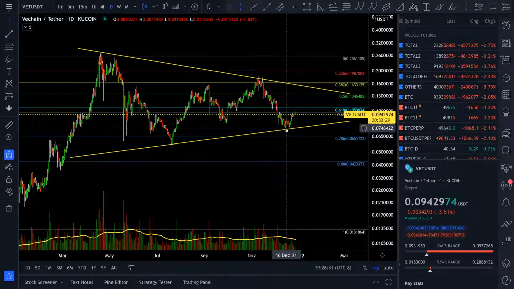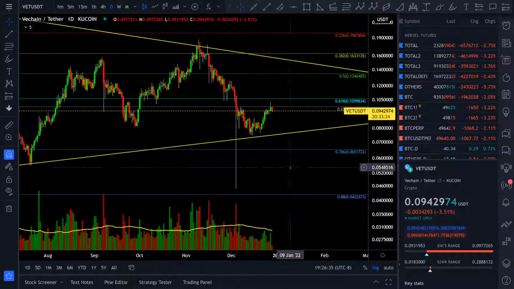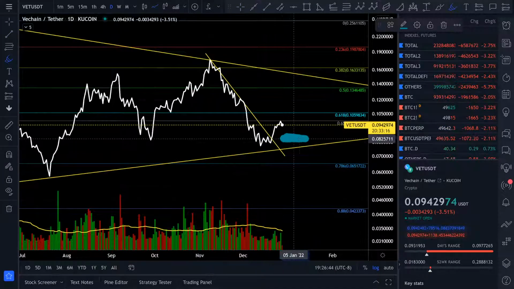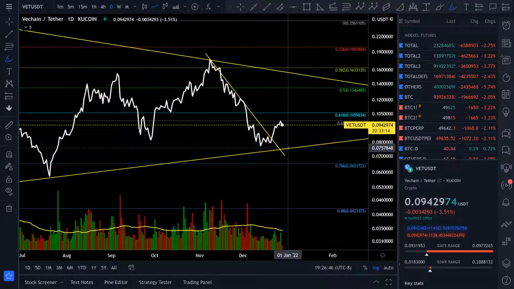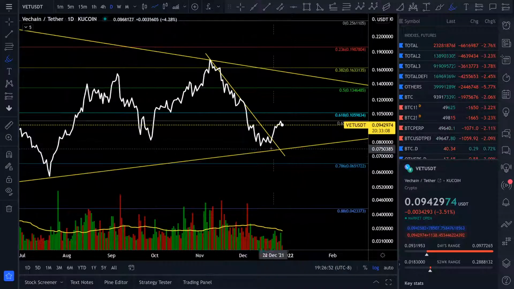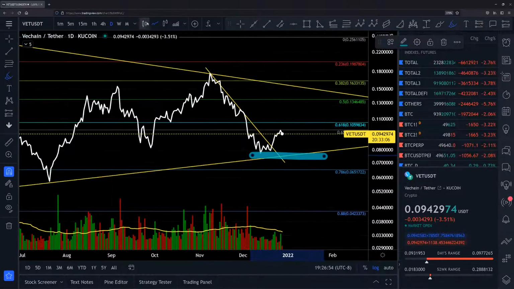We bounced off this bottom 7 cent support here up to the 618 resistance, and just like every other single coin I've been saying, we broke out of this intermediate trend line. Now we need to establish the higher low in the price somewhere here. If it comes all the way back down to 7.5, 7.8, like 7 cents, that would be a retest of support. That definitely needs to hold. So bulls need to hold the 7 cents on VeChain.